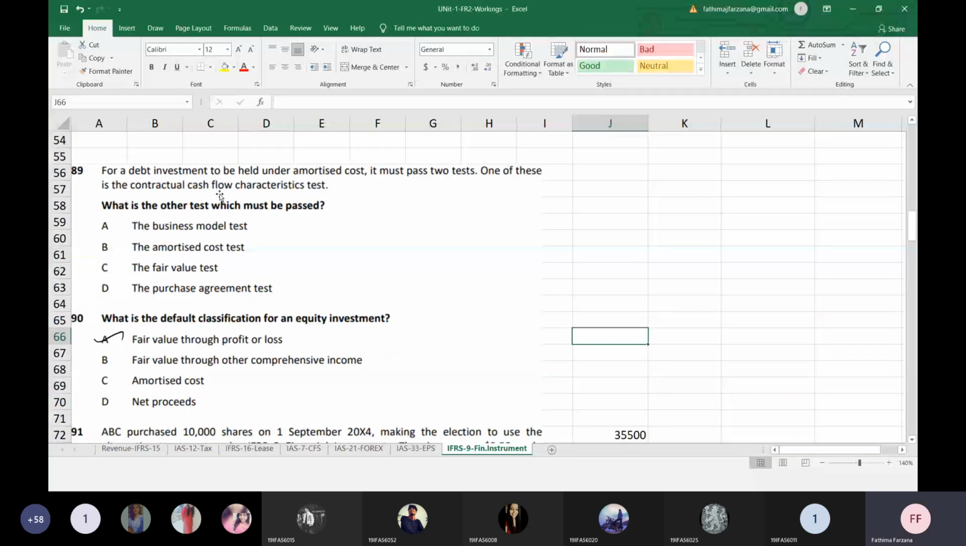So we'll take this for a debt investment that we just discussed. To be held under amortized cost, it must pass two tests. One of these is the contractual cash flow characteristic test. What is the other test? A. Business model test. What is business model test? Intention to hold it till maturity. Intention to hold the asset till the maturity time.